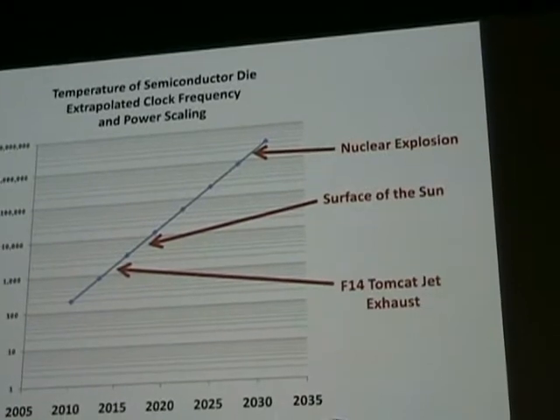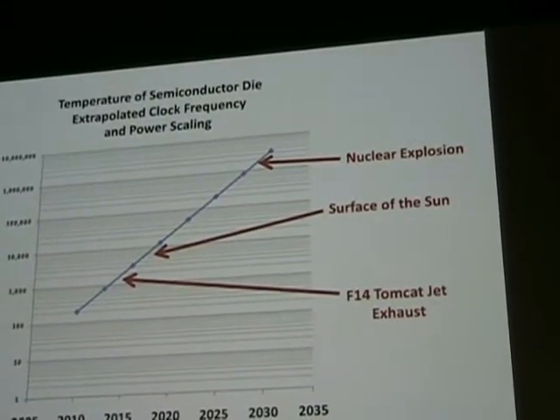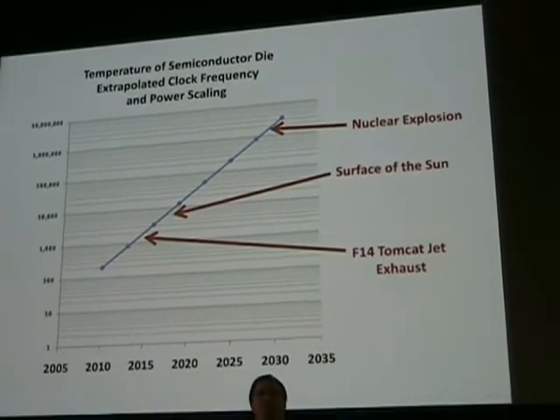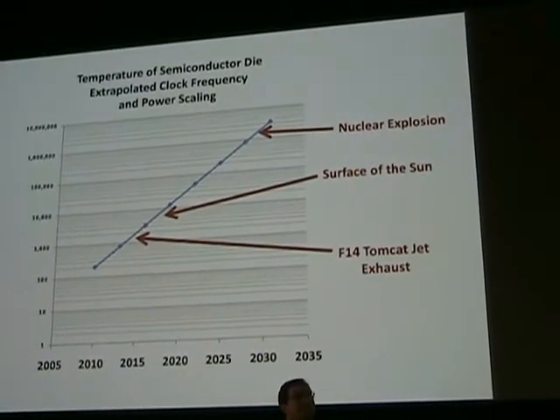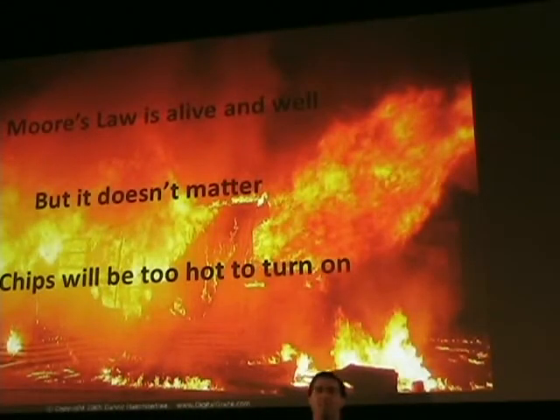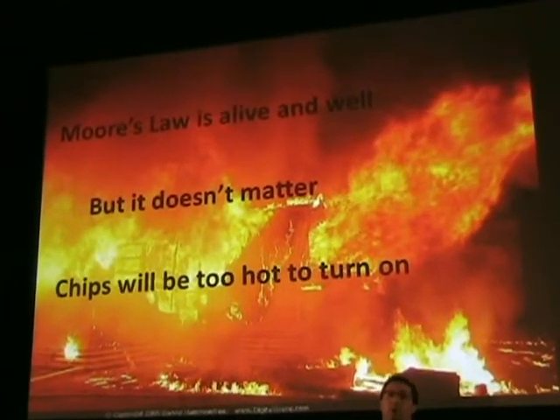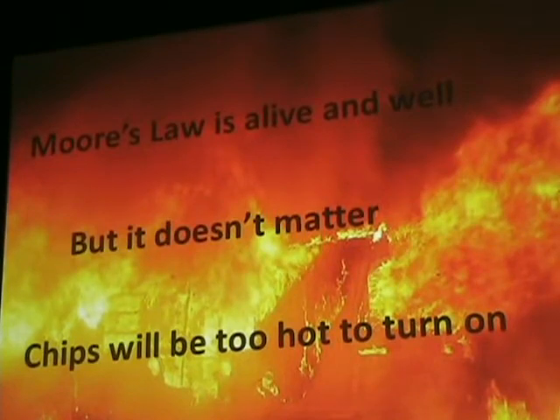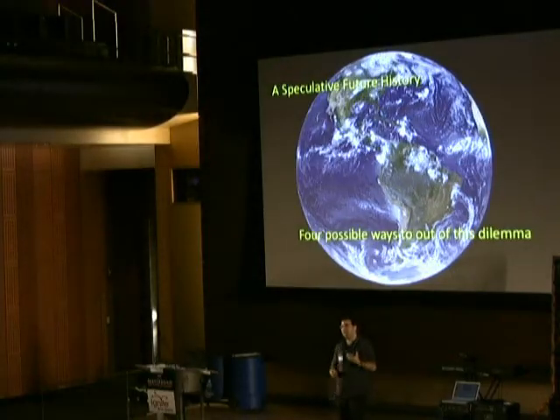Just extrapolating to 2030, your computer chip would be as hot as the core of a nuclear reactor. So clearly this is impossible. This is what's known in the semiconductor industry as the power wall. So Moore's Law is alive and well. We can print smaller and smaller things. That's actually going strong. It's amazing engineering. But that doesn't matter if you can't turn the chip on without burning down your house. So the semiconductor industry is actually at a crisis right now.